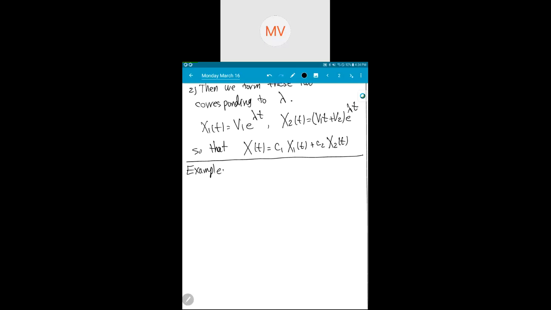So the example was, I think we found the eigenvalues of this one: 1, -3. It's the 2 by 2 that we just found. So we already know the eigenvalue is 4. And we found one of the vectors.